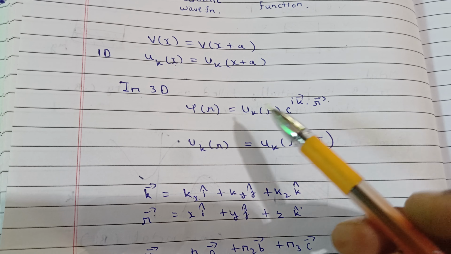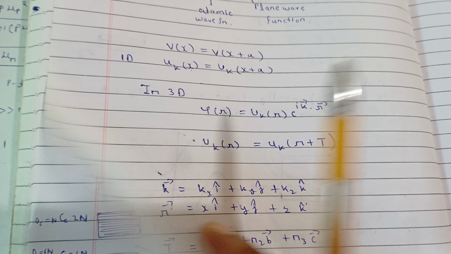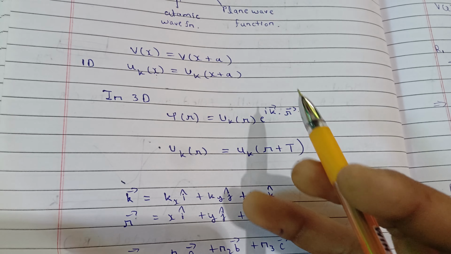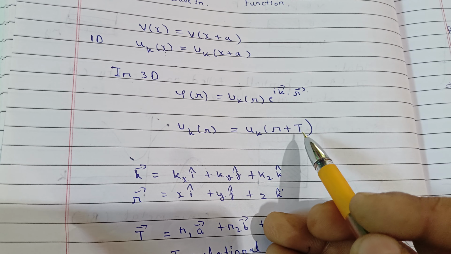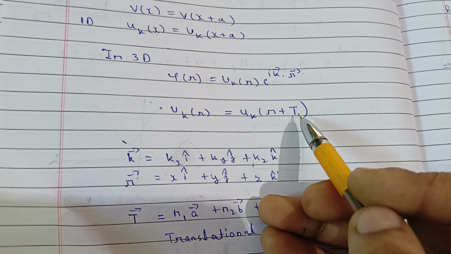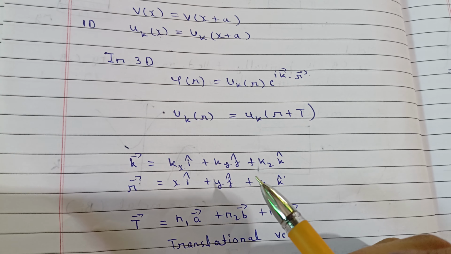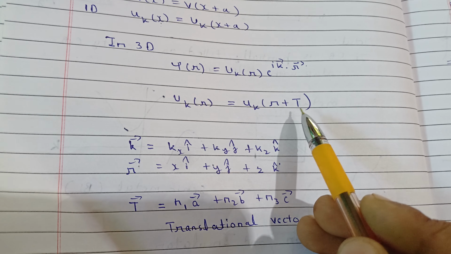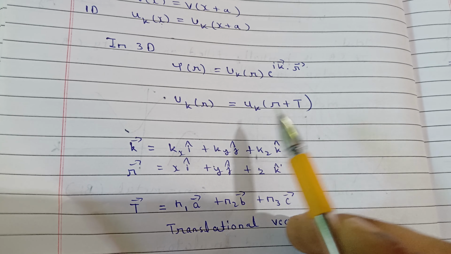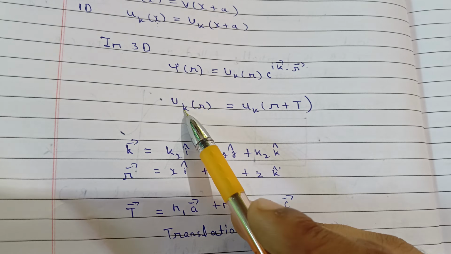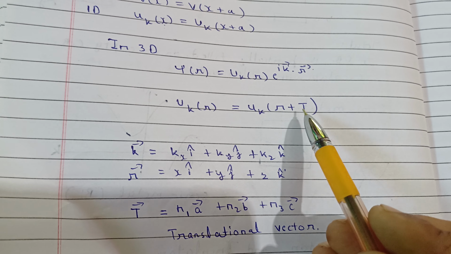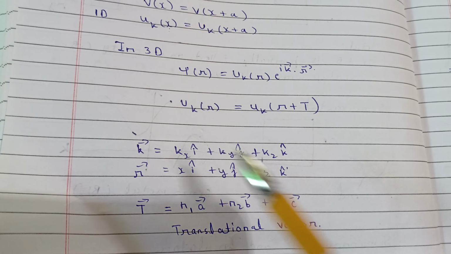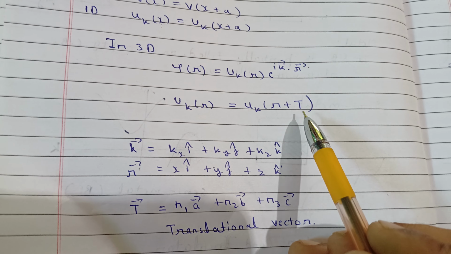Now how can we write the condition of translation here? In 1D you see that after a distance it will remain the same. In 3D we use the translational vector, that is T. If you didn't study this, we will study it in the crystal structure, crystal lattice. The translational vector just helps to move from one point to another in 3D. So u(kr) equals u(k, r plus T). After T, one translation, it will remain the same in 3D. Actually the atoms are in 3D space, that's why we take the translational vector.